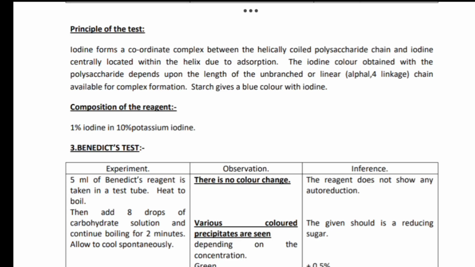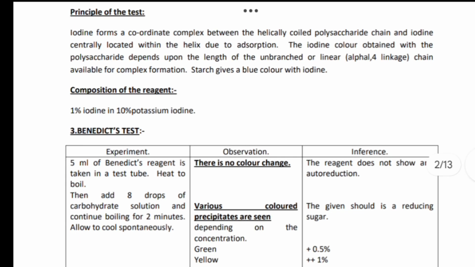Then you have to write that you add 8 drops of carbohydrate solution and continue boiling for 2 minutes, then allow to cool spontaneously. You get a colored precipitate. In case of reducing carbohydrates, you will get a brick red colored precipitate, which proves that the given sugar is a reducing sugar.